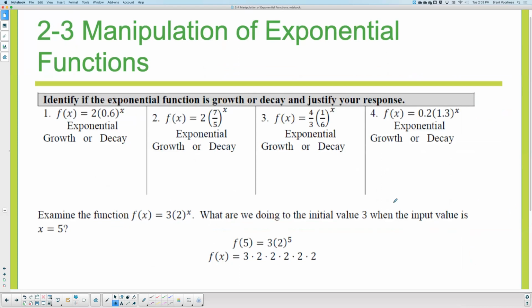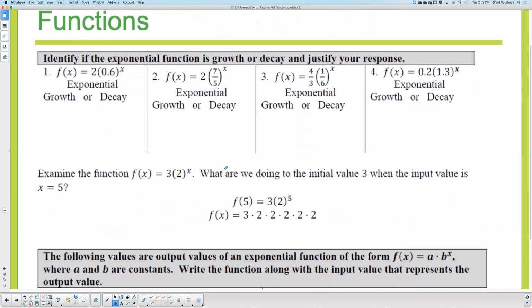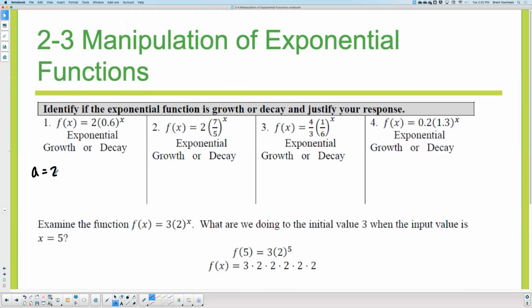For lesson 2.3, it says here, identify if the exponential function is growth or decay and justify your response. On this one, here's what I'm going to do. I'm going to ask for the A value and then the B value. What is my A value on this first problem? 2. So put A equals 2. Now, if you look back on the cheat sheet, you're supposed to determine if A is greater than 0 or less than 0. Is 2 greater than 0 or less than 0?